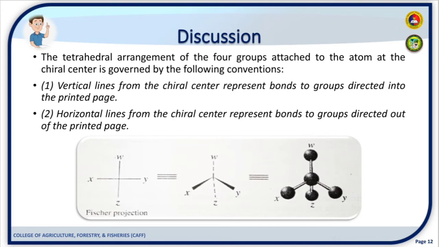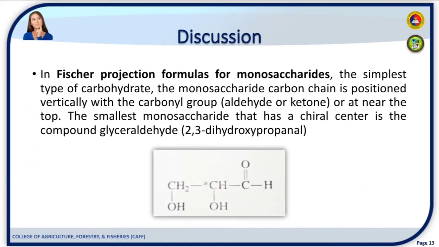And in this slide, it says that vertical lines from the chiral center represent bonds to groups directed into the printed page. Into the printed page means that the atoms are pointed away from the viewer. In Fisher projection formulas for monosaccharides, which is the simplest type of carbohydrate, the monosaccharide carbon chain is positioned vertically with the carbonyl group. A carbonyl group can either be an aldehyde or a ketone functional group, and they are located near or at the top.